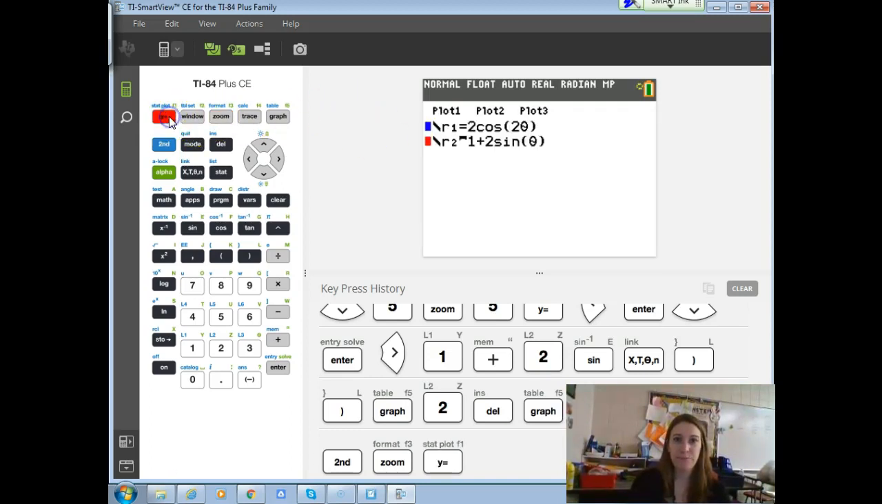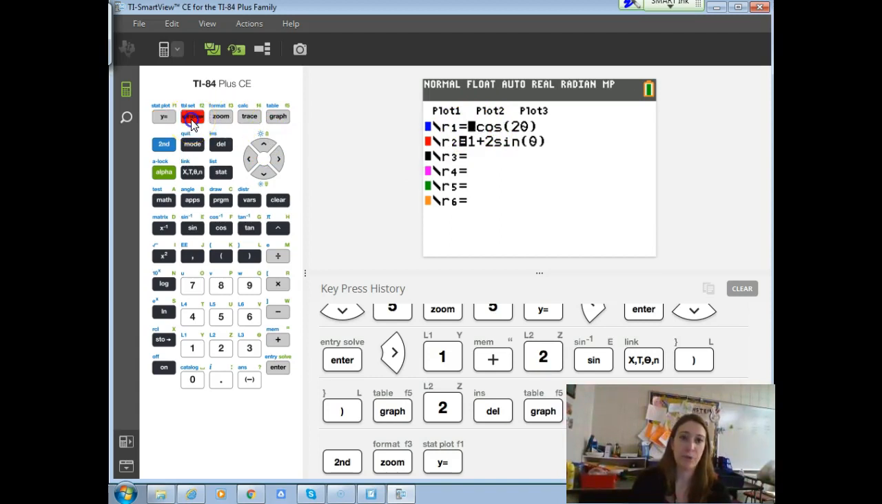Now, don't be confused here, I have two different functions typed in because I was trying to prepare for the next question as well. So this is the function I want you to have typed in, 1 plus 2 sine theta, and make sure that's plotting, and make sure there's no other stat plots left on from a previous question. You do not have to have 2 cosine 2 theta in yet, and in fact if you have it in there, make sure you turn it off by de-emphasizing the equal sign.